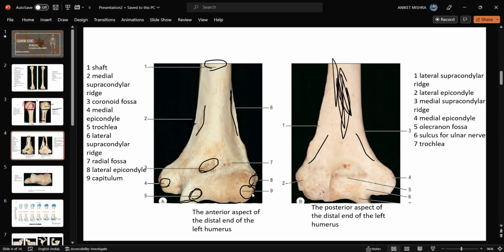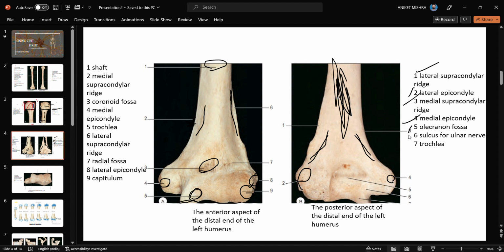The ninth structure is the capitulum. The capitulum is a rounded projection which articulates with the head of the radius. When we look at the bone in the posterior aspect, we will see the lateral supracondylar ridge, which lies toward the lateral side of the bone, and the lateral epicondyle. This is the lateral epicondyle, and the medial supracondylar ridge is present on the medial side, with the medial epicondyle, that is the structure.